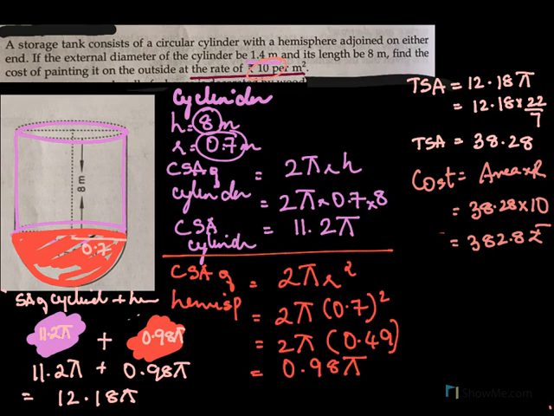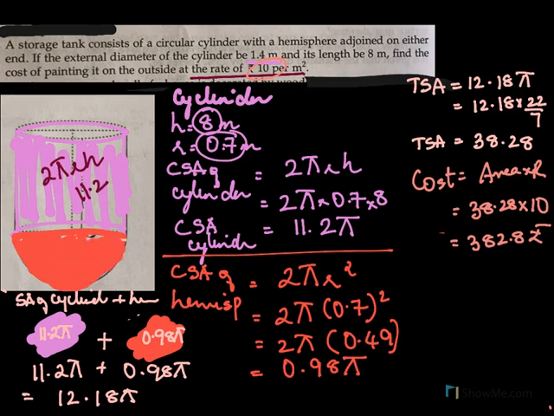So just to summarize, we found the CSA first. We found the CSA of the cylinder. This CSA we found by using the formula 2 pi RH, and we got it as 11.2 pi. And then we found the CSA of the hemisphere, and here we used the formula 2 pi R square, and we got it as 0.98 pi. And when we added up and multiplied by the rate, we found the cost.